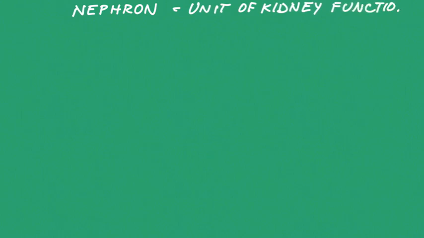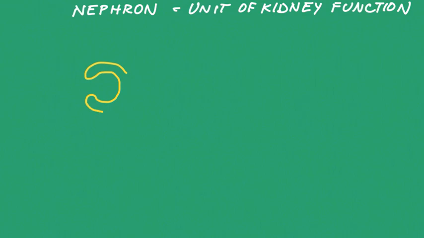Let's consider the overall process of urine formation. The nephron is the unit of kidney function. There are about 1 million nephrons in each kidney, and each nephron has the ability to make some amount of urine. So let's take a closer look at the nephron.